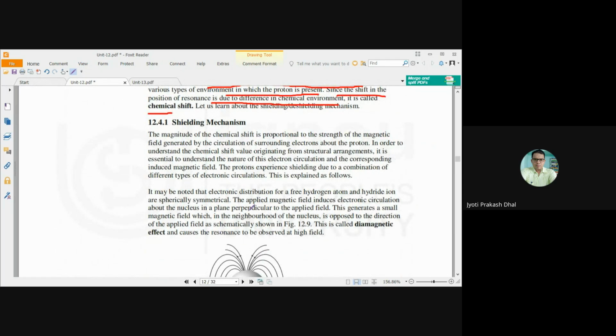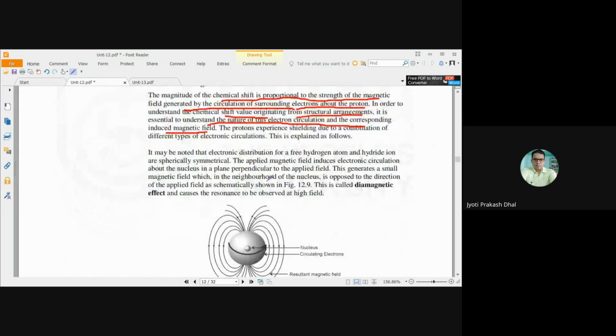First we'll discuss the shielding. The magnitude of the chemical shift is proportional to the strength of the magnetic field generated by the circulation of surrounding electrons about the proton. In order to understand the chemical shift value originating from the structural arrangement, it is essential to understand the nature of this electron circulation and the corresponding induced magnetic field. The proton experiences shielding due to a combination of different types of electronic conditions. So now let us explain that.